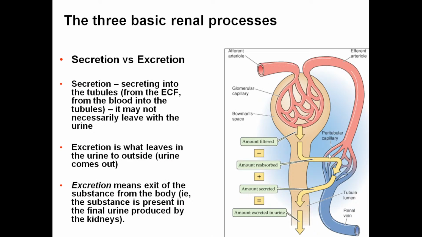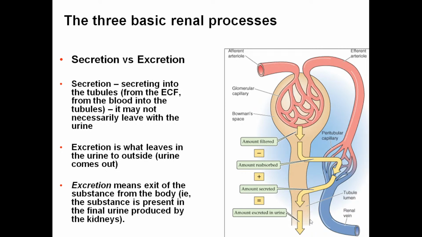And there might be a little bit of confusion between 2 definitions, secretion versus excretion, because these 2 words look quite similar. So secretion is secreting substances into the tubules from the blood or from the ECF into the tubular system. But these substances might not necessarily leave with the urine. Excretion is what leaves in the urine to outside. So this is what is excreted by the kidney.